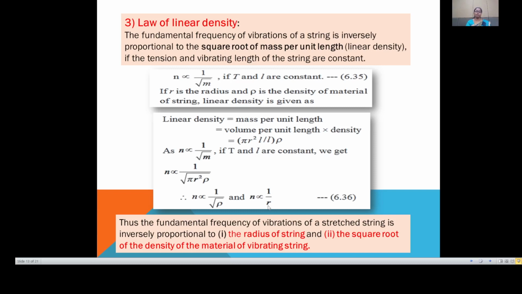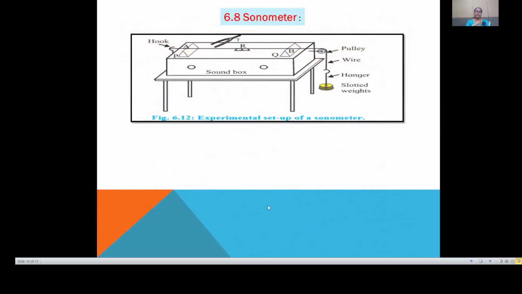This is about the laws: first law, second law, and third law. And the next point we discuss is the sonometer. This is the construction, or experimental setup, of a sonometer.